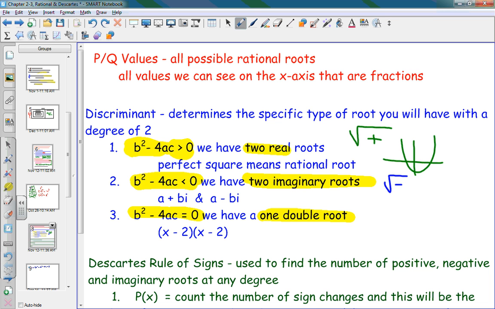What we have are two imaginary roots. What does the graph of that look like? That. It never crosses. Do we get that?